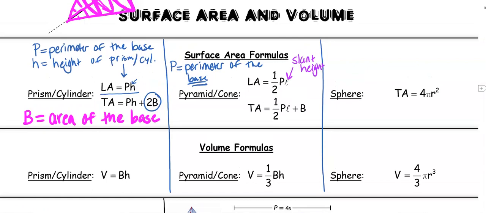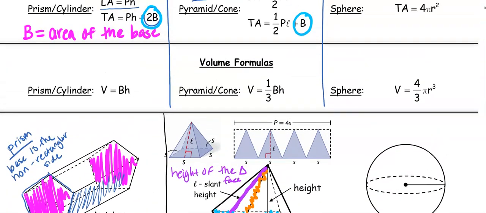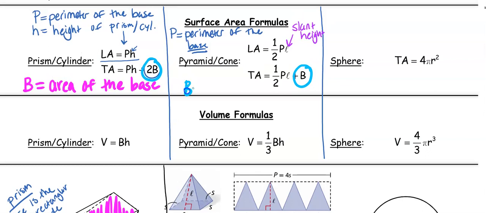And again, the lateral area is an open shape. So to create the total surface area, all we're doing is taking that lateral area and adding a base. With cylinders and prisms, we added 2 bases because they had a top and a bottom. But notice in your pyramid, you have 1 base. In your cone, you only have 1 base because remember, both of those objects taper to a point. So big B stands for base area.